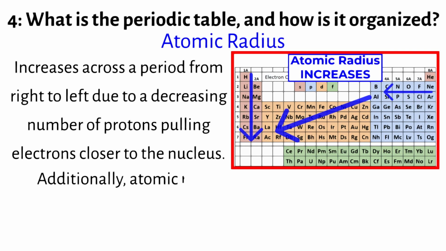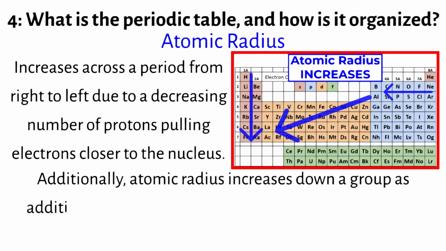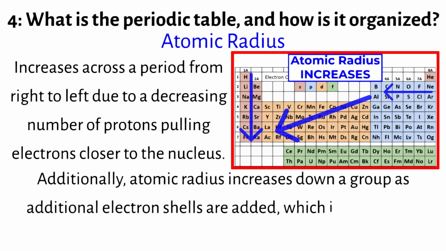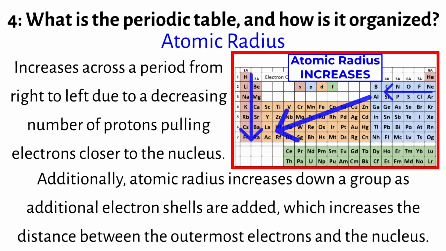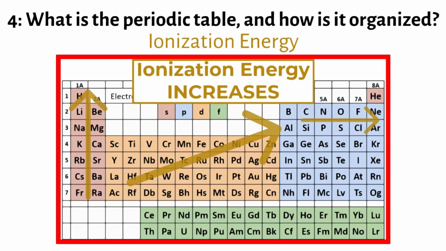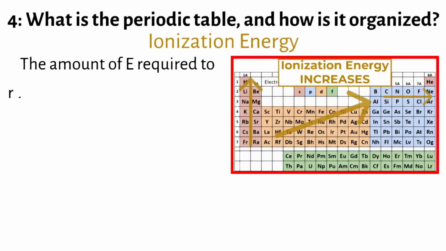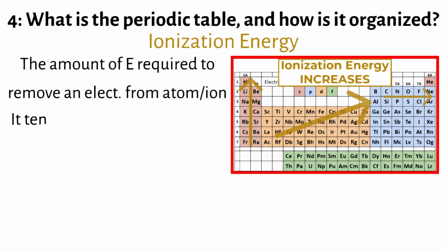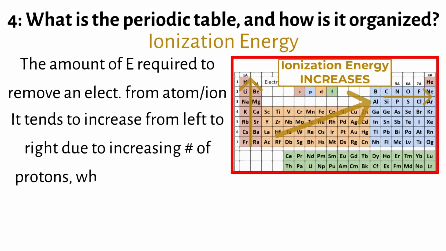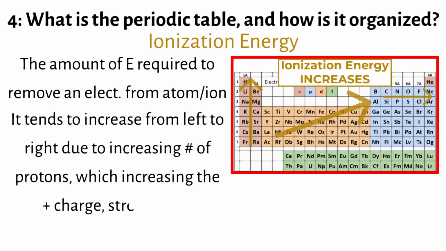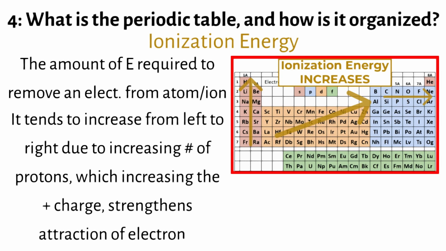Additionally, atomic radius increases down a group as additional electron shells are added, which increases the distance between the outermost electrons and the nucleus. Ionization energy is the amount of energy required to remove an electron from an atom or ion. It tends to increase across a period from left to right due to the increasing number of protons, which strengthens the positive charge, increasing the attraction of the electrons.